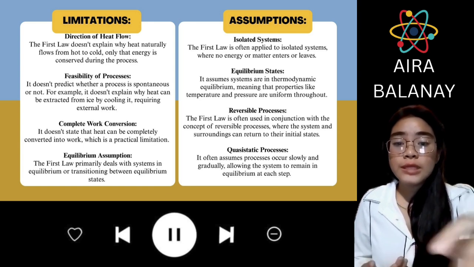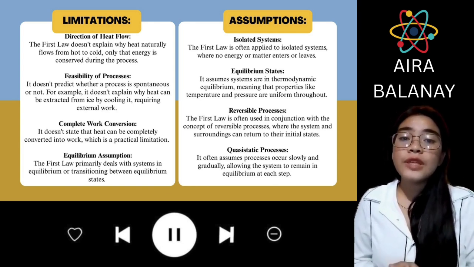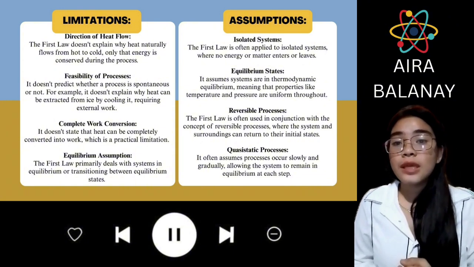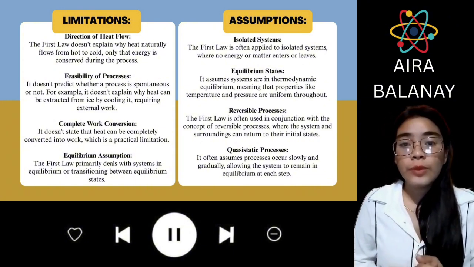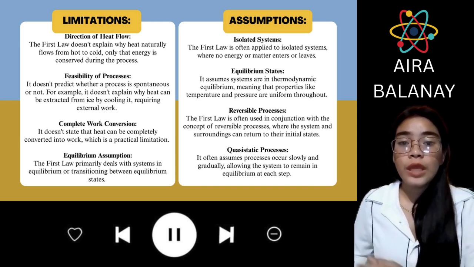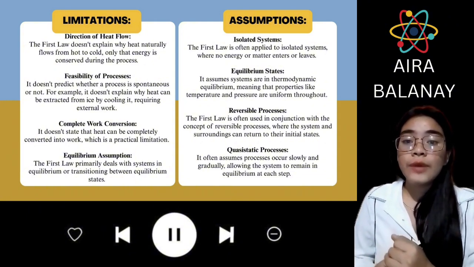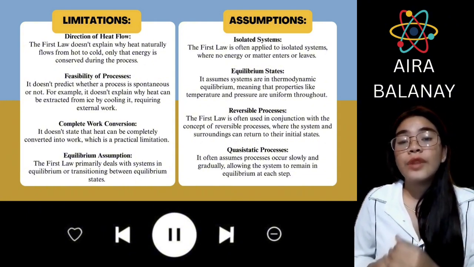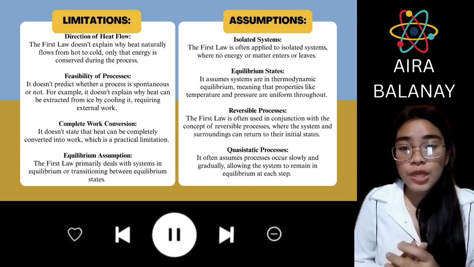So the fourth one is the equilibrium assumption. So the first law primarily deals with systems in equilibrium or transitioning between equilibrium states, limiting its ability to describe rapid and non-equilibrium phenomena. So next are the assumptions.